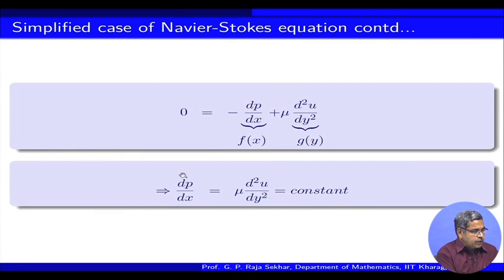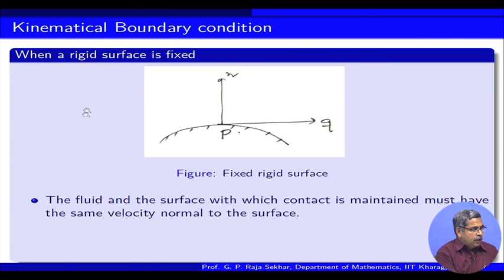In some sense the pressure gradient is constant, or otherwise the second order derivative of velocity is constant. Fine. So this is one immediate simplification. Now, we move on to boundary conditions.